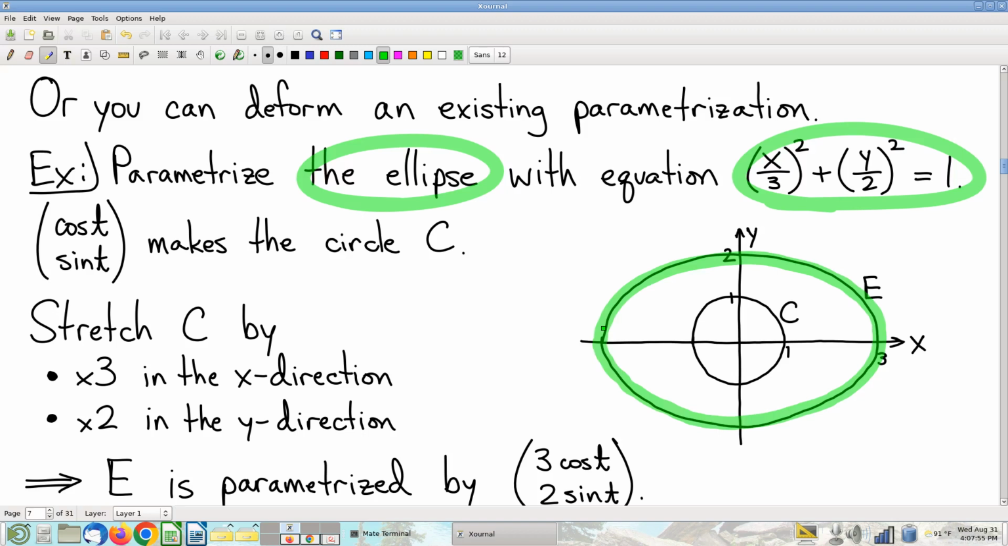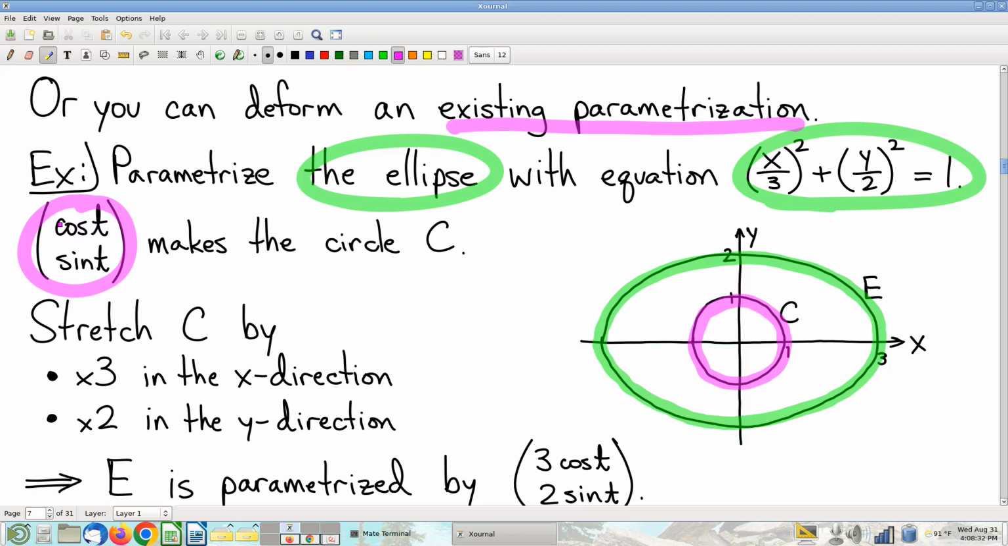How do you parameterize that? So here's the thing. We already have an existing parameterization. We know how to parameterize the unit circle. Right? Easy. First one we looked at, cosine, sine. And if you parameterize the unit circle, notice the thing we want to parameterize, this ellipse, ellipses are what you get when you stretch out circles appropriately. This circle has radius 1. The ellipse in the x direction needs to be 3 times wider than that.